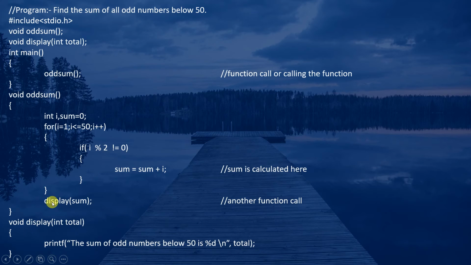Now the control will go back to this point. After that, odd sum will also terminate. The control will go back to this point, and the main function will also be terminated. Okay, so we discussed about function prototype or function declaration, function call, called function definition. These are the things we have discussed: function declaration, function definition, calling function, called function.